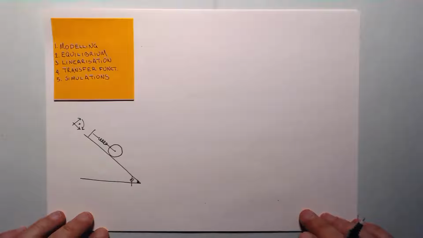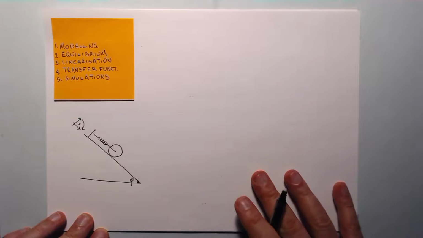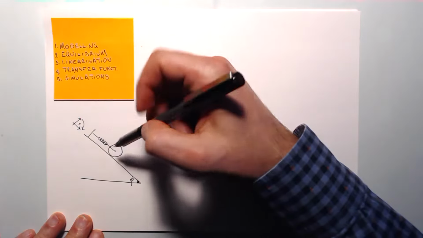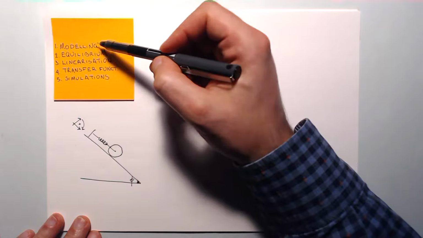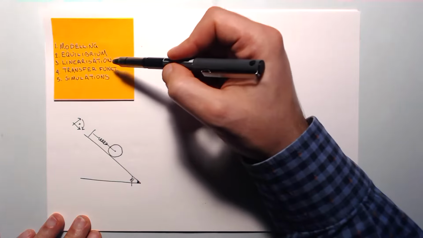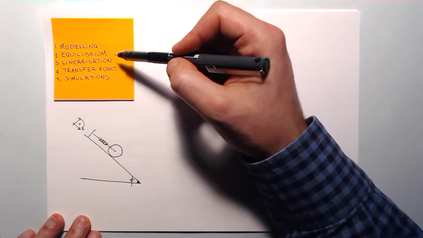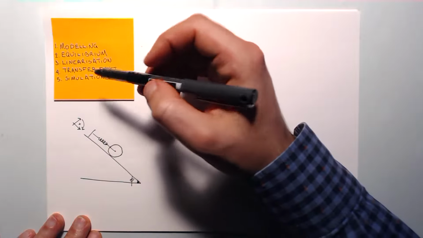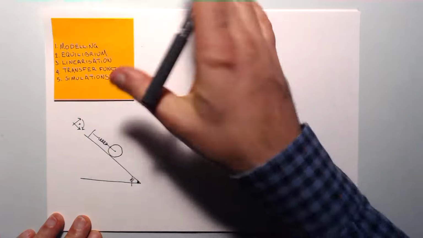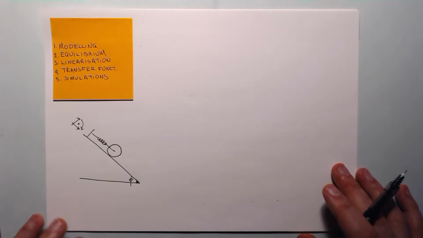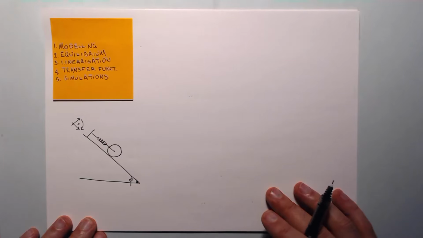Welcome back. In this video we will do a little bit of revision. We will solve this exercise where we will start by modeling, then we will determine the equilibrium points of the system, we will linearize it if necessary, then we will determine its transfer function, and finally we will do simulation. So we will cover again and we will discuss again everything starting from the beginning of the module.